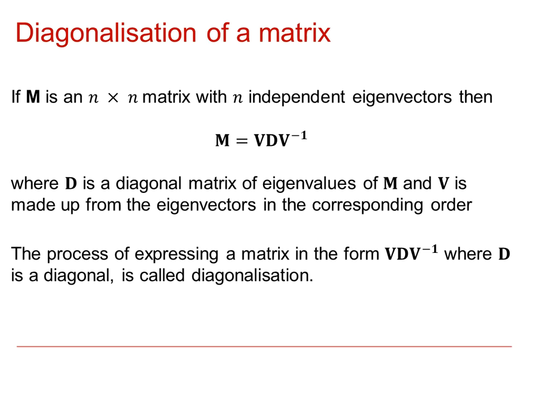We saw in the last video that if M was a square matrix and it had n independent eigenvectors, then we could express M as V D V inverse, where D is a diagonal matrix made up of the eigenvalues of M, and V is made up of the eigenvectors in the corresponding order. So I'm going to look at this for a particular matrix now.